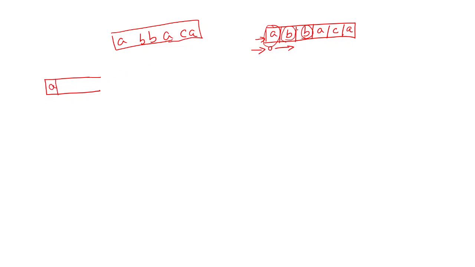Then we move to b. We take b and compare it with the top value in the box, because we have to compare two adjacent values. That is what the question says. Adjacent relationship will only be present with the top one. So we compare this b with the top one, and it is not equal, so we put b here.